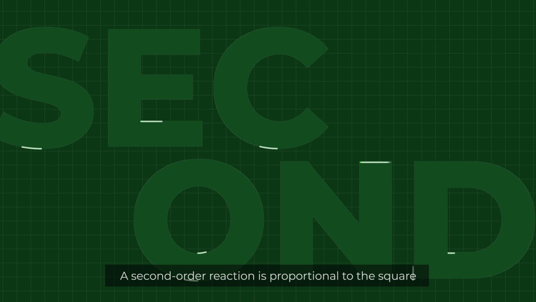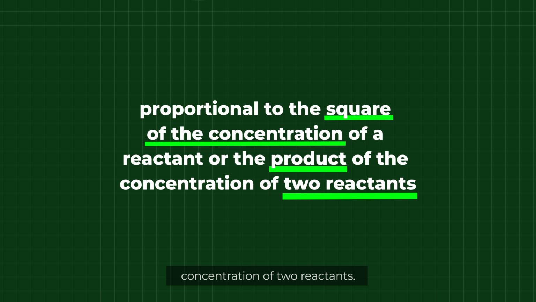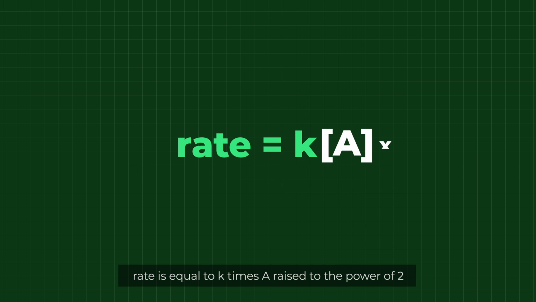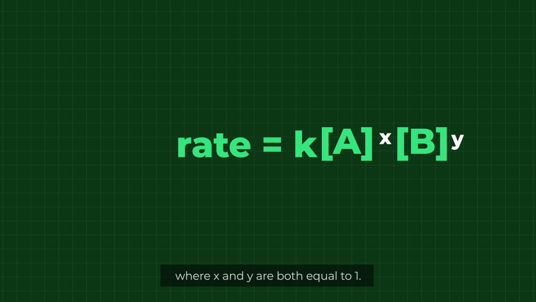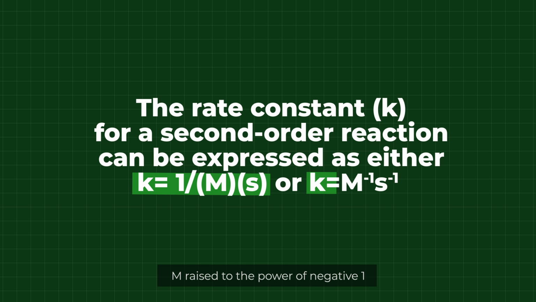A second order reaction is proportional to the square of the concentration of a reactant or the product of the concentration of two reactants. It can be expressed as rate is equal to k times [A] raised to the power of 2, wherein x is equal to 2, or rate is equal to k times [A] times [B], where x and y are both equal to 1. The rate constant k for a second order reaction can be expressed as either 1 over M times s or M raised to the power of negative 1 multiplied by s raised to the power of negative 1.